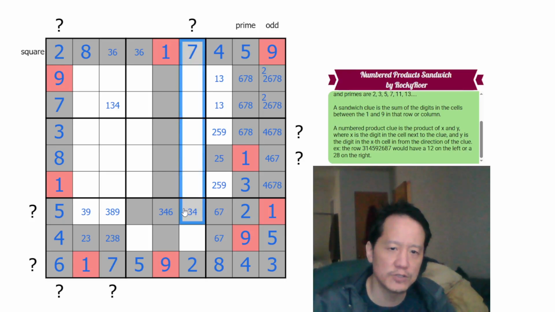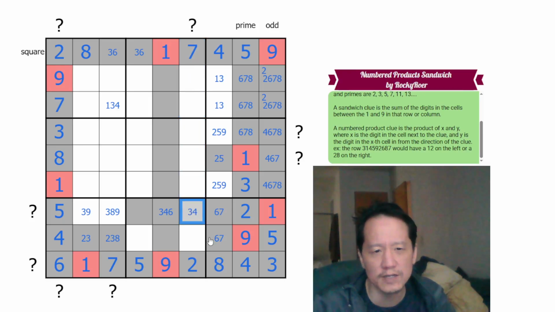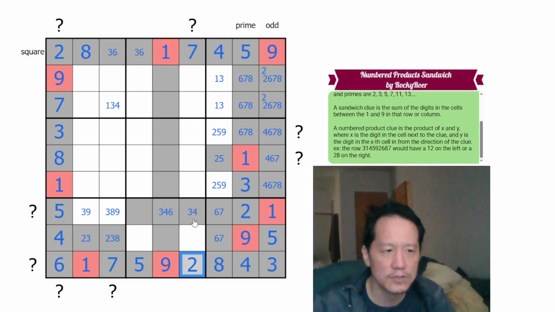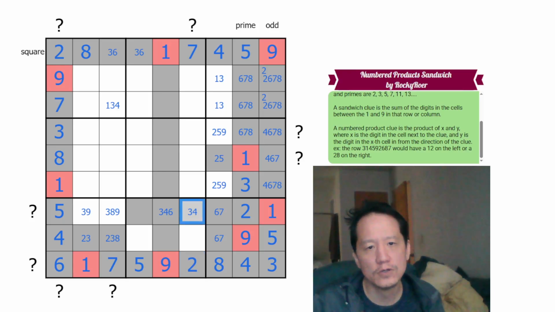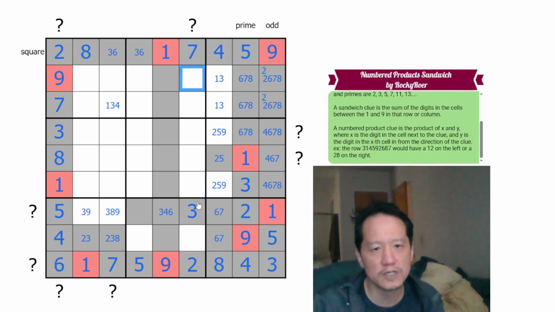Because it can be multiplied to 21 or 28. Cannot be 25. Actually, can't be 28 even, right? If this is 4, this could be 1, but then this would be 9. And we already have 9 outside of the sandwich. So that's 35 minus 9, which is 24. Sorry, yeah, 24 at most. So this has to be 21 in between. Which, I don't know if that works.